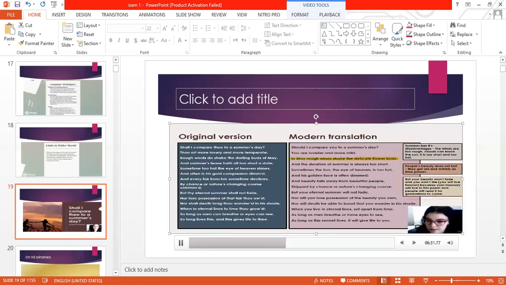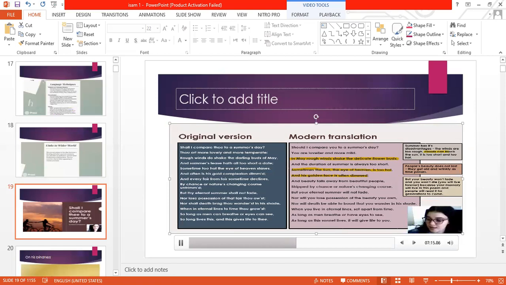So here it says, sometimes the sun, the eye of heaven, is too hot, and his golden face is often dimmed. So when they speak of the sun's face, they're speaking of the round sun that we see when we look up in the sky. And sometimes that golden face is blocked, it's dimmed by clouds. So it can be cloudy in summer. And then we also see that it says that summer is too short, and that it is too hot. So here it is too hot, and summer is too short. Those are the disadvantages of the summer's day. That's why this comparison is not a good one, because summer has its disadvantages.